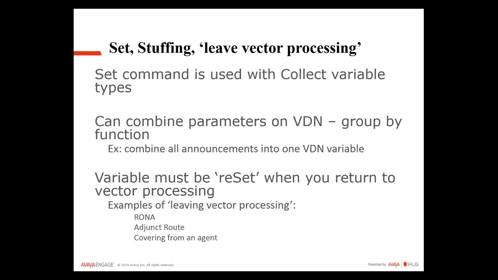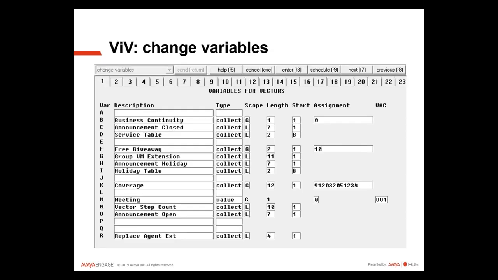We'll pass that value to the vector, which is defined in the table that we looked at in the beginning. So here we are back to the change variable table that we saw from the very beginning. So what have we variabilized? We've done business continuity. And we've seen the VDNs.